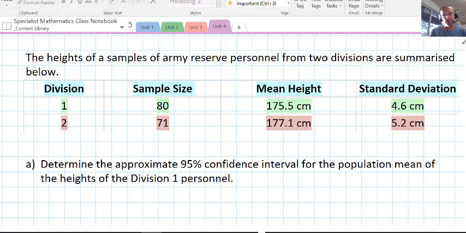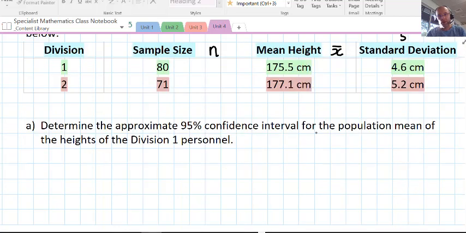We have here the heights of some samples of Army Reserve personnel from two divisions, Div 1 and Div 2, and you can see the summary stats there. We got sample size, which we can call n, lowercase n. The mean height, that's the sample mean, not the population mean. And the sample standard deviation, which has the symbol lowercase s.